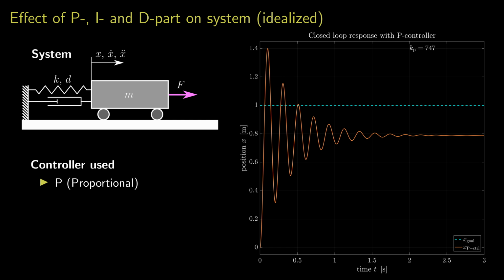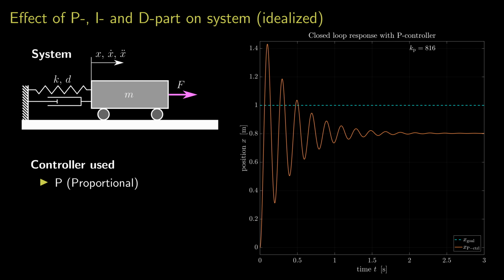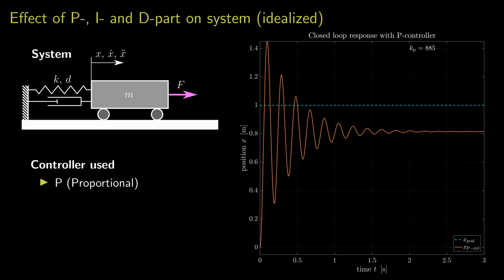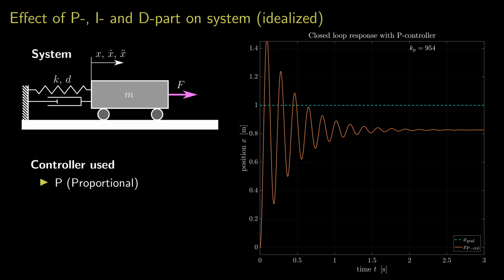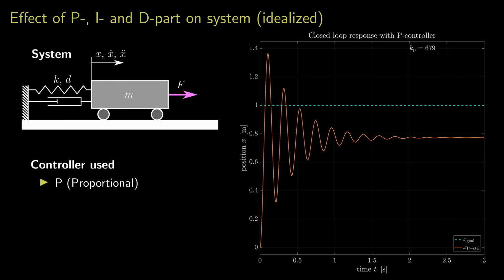In addition, since we have a higher force at time t equal to 0, we also accelerate our mass quicker, and this leads to a higher overswing. As you can see, the overswing gets bigger, but we do not manage to hit our endpoint exactly. Let's turn the gain down a little bit and add the integral part next.